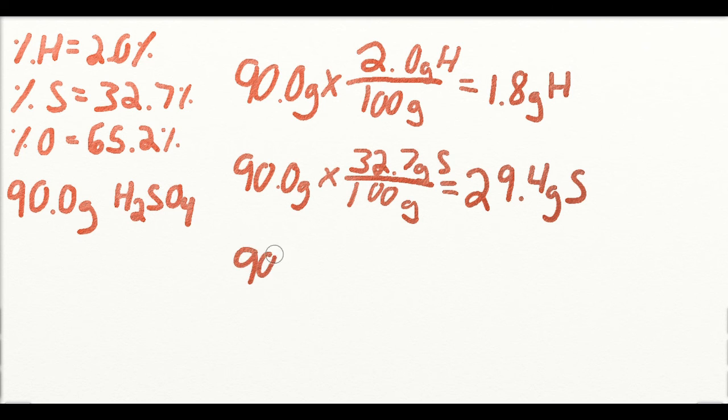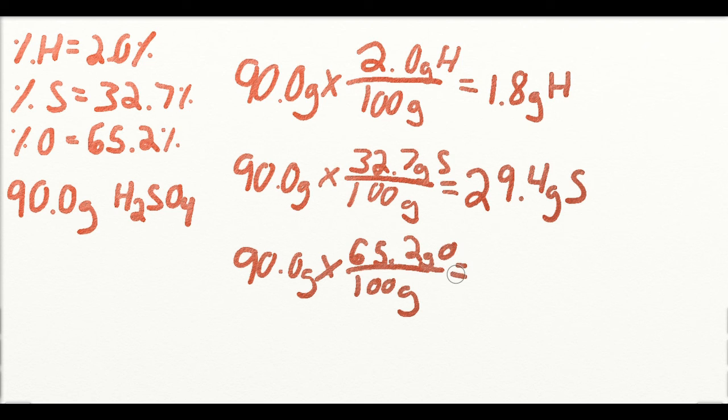The last one is 90.0 grams times, then the line. We do again have 100 grams in the bottom, but now we're going to get the percentage of oxygen, which is 65.2 grams of oxygen, equals, so our answer is going to be 90 times 65.2 divided by 100, which should be 58.7 grams of oxygen.